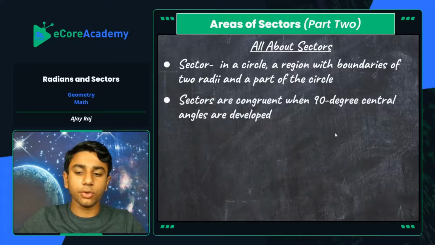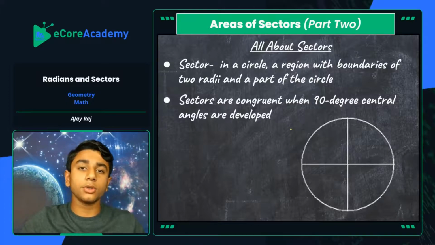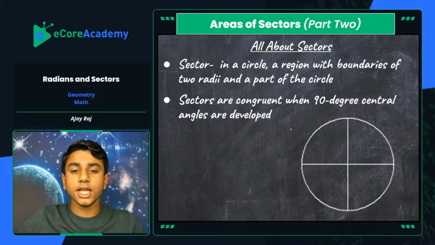So sectors are congruent when 90-degree central angles are developed, and I'm going to show you what that looks like. Keep in mind we have 360 degrees in our given circle. When we're given a circle, we can divide those 360 degrees in order to develop different segments, such as quadrants on a coordinate plane. You're dividing that plane into 4 different quadrants that have their own different properties. In this case, we're dividing the 360 degrees that defines the circle into rotations of 90 degrees.